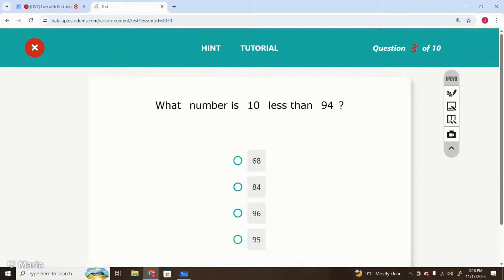What number is 10 less than 94? So you need to subtract 10 from 94, or just subtract 1 from the tens digit. So 9 minus 1 is 8. So that is 84. Option number 2 is the correct option.